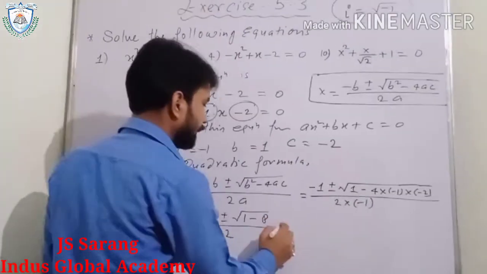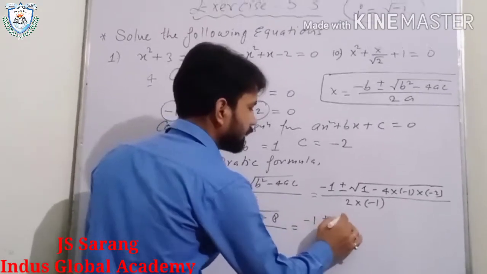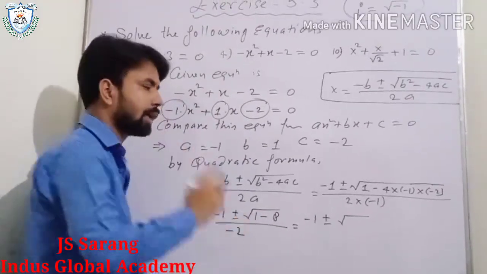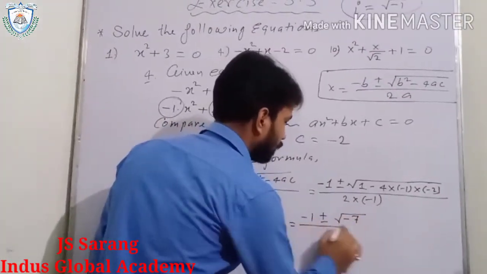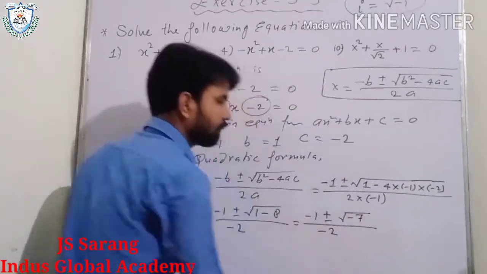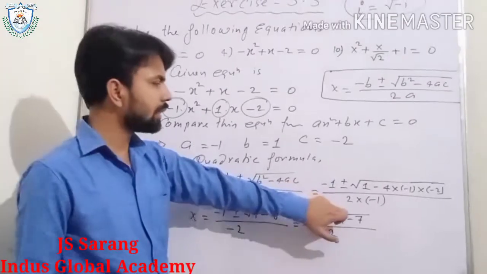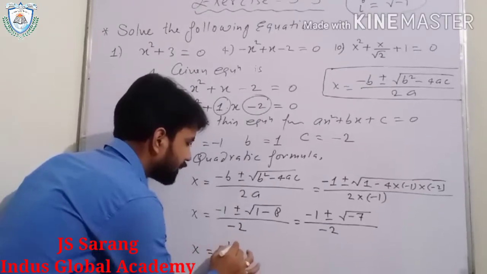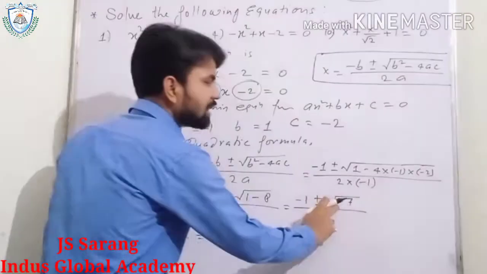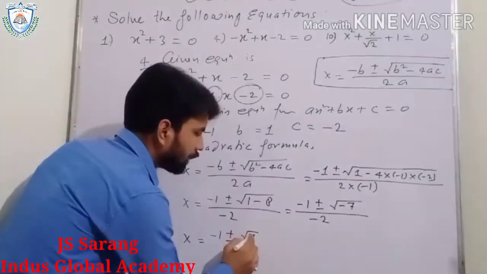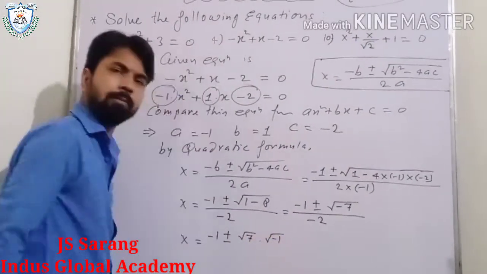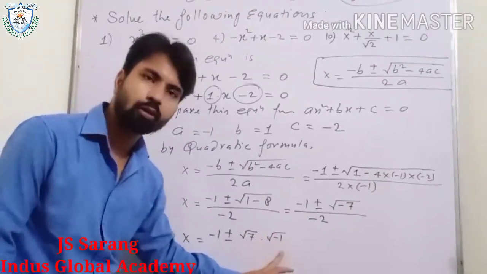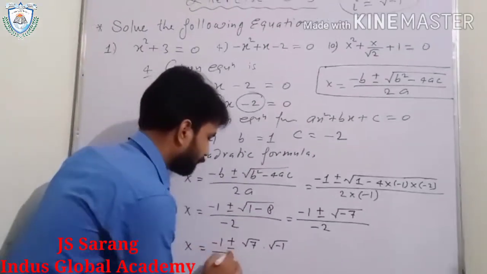Clear? Now see, minus 1 plus minus under root. Beta 1 minus 8. 1 minus 8 gives you minus 7 upon minus 2. Clear? Now see, this is square root of minus 7. So what we will do? X equal to minus 1 plus minus under root. Under root minus 7 can be written as under root 7 into under root minus 1. Square root minus 7 can be written as square root of 7 into square root of minus 1 upon minus 2.